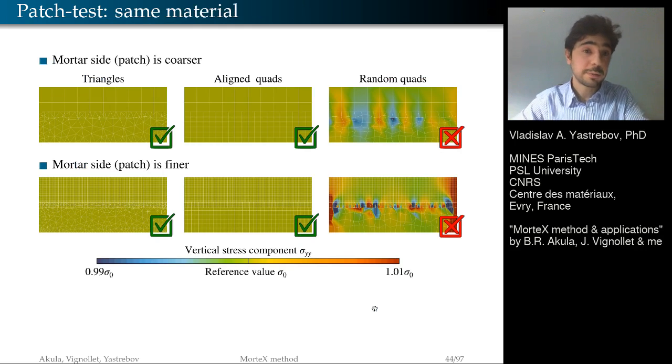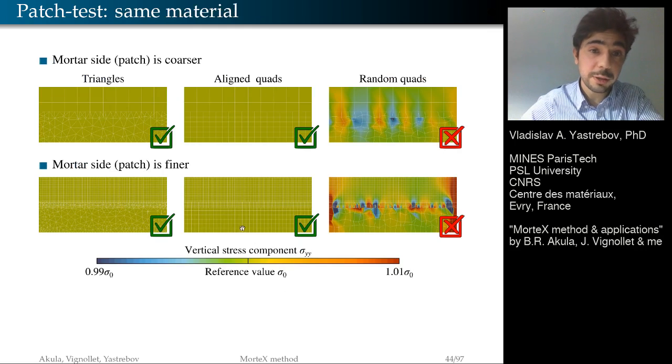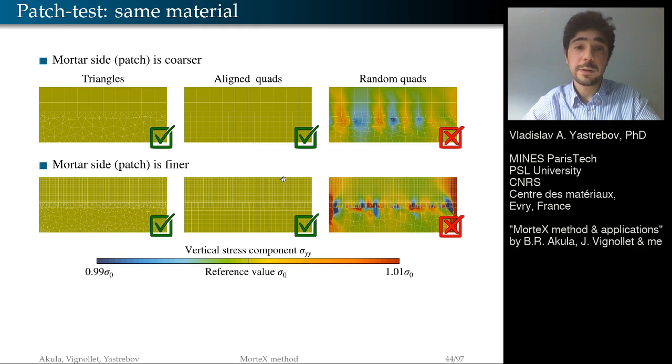Here are the results. Triangles work fine in all situations, aligned quads work fine in all situations, but random quads demonstrate some discontinuities. Well, the scale is -1%, +1% from the reference pressure. It's not very huge, this oscillation, but still it's quite visible. Especially in this case where on the mortar side, the patch is finer.